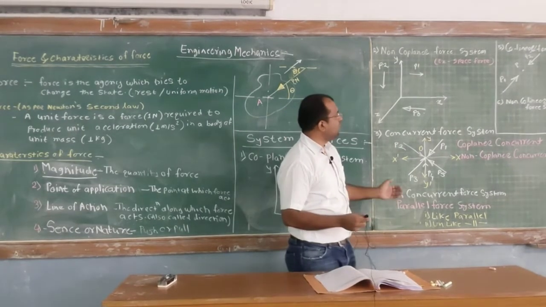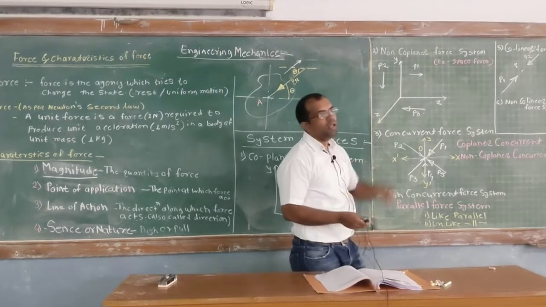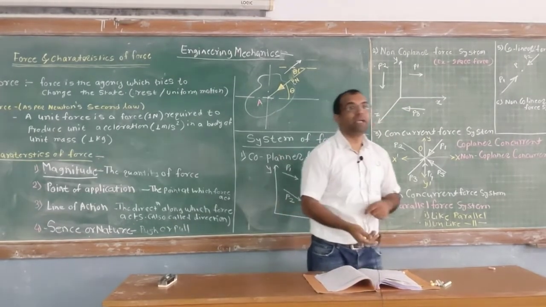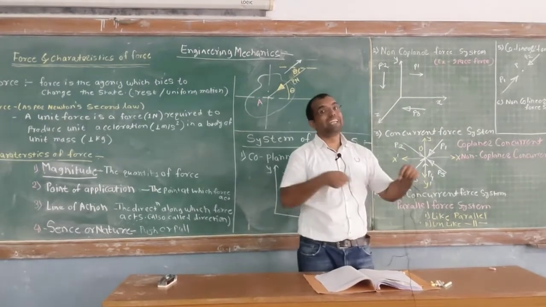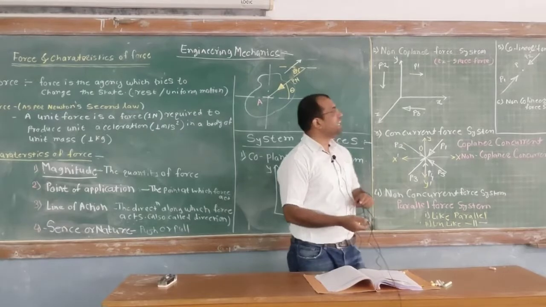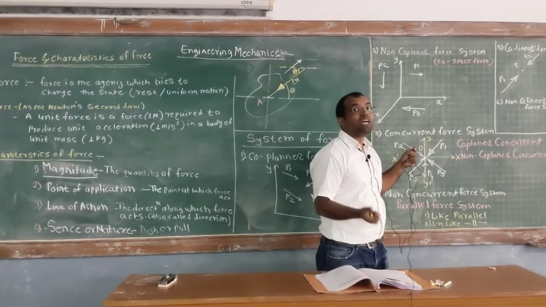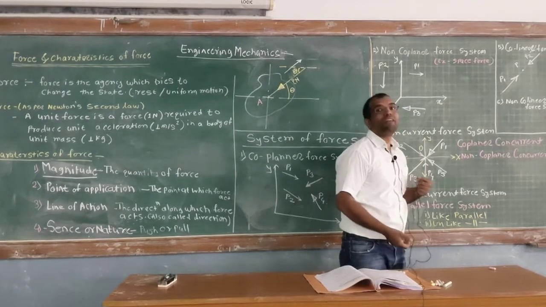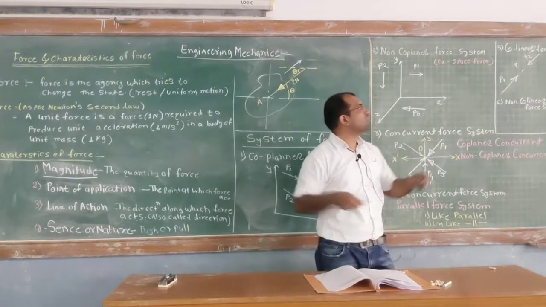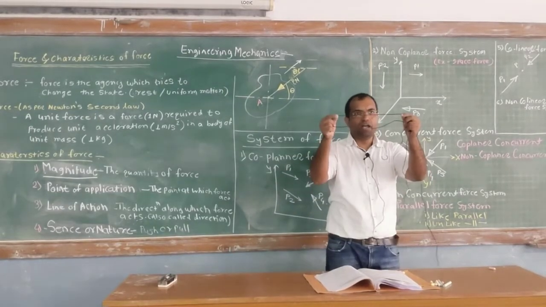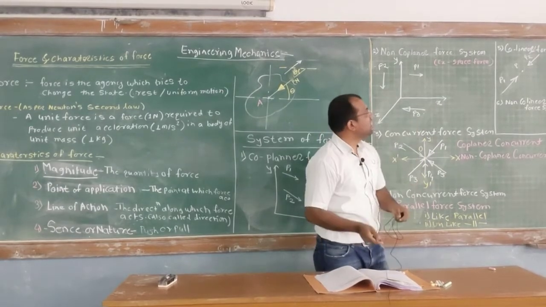Then the second last force system is the collinear force system. I think all of you have played the game tug of war. When we pull the rope, the forces generated in that game are a collinear force system. All the forces lie in the same line, so that is known as a collinear force. If I stretch this wire, the forces developed in the wire are a collinear force system.